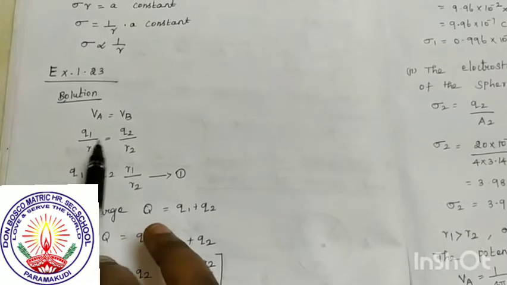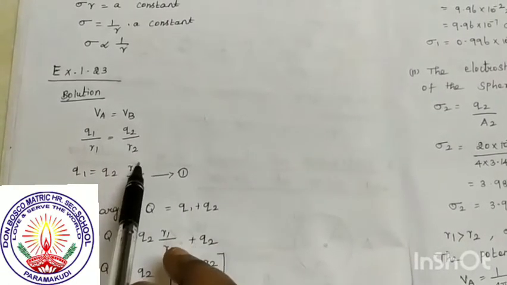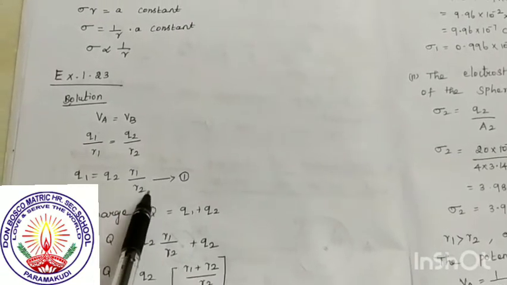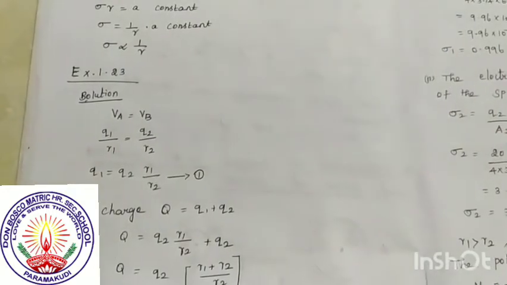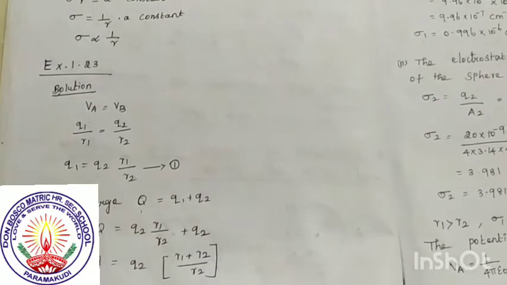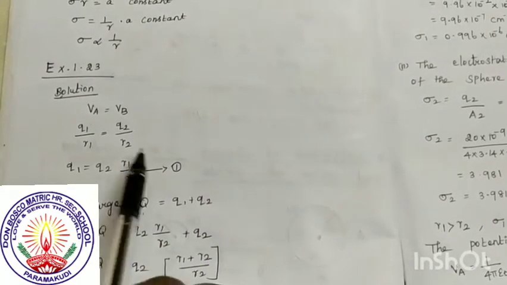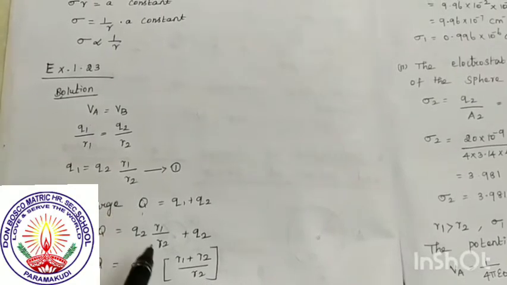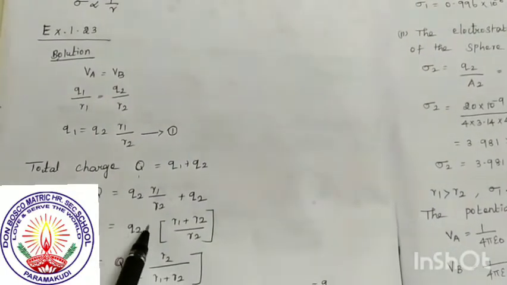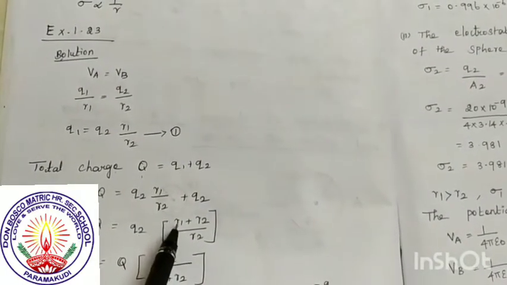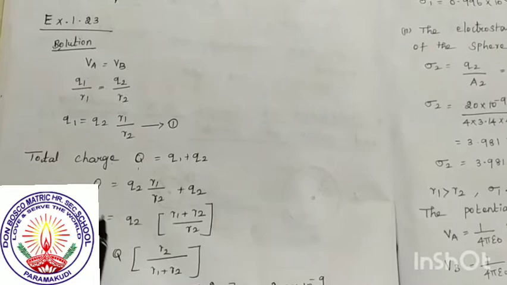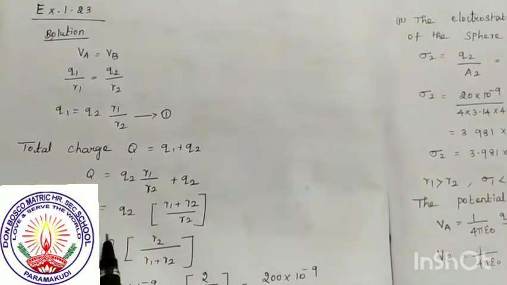What is VA? Q1 by R1 is equal to Q2 by R2. We have to calculate first sphere: Q1 is equal to Q2 into R1 by R2. This is the first equation. So for the total charge we have to use this formula: Q is equal to Q1 plus Q2. What is the Q1 value? Already we know the formula, Q2 into R1 by R2. Substitute this equation plus Q2. Next, we take Q2 common, Q2 into R1 plus R2 by R2. So Q2 is equal to Q into R2 by R1 plus R2. So this is the formula.